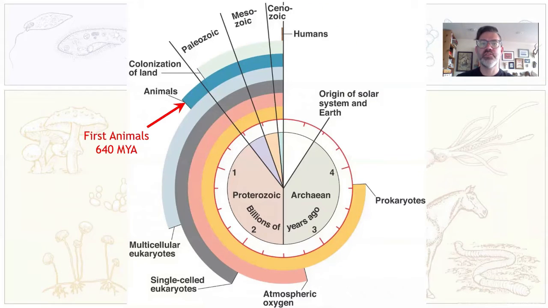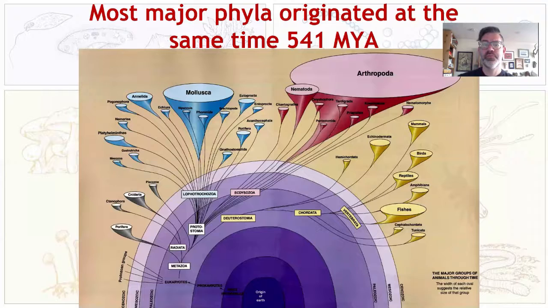It wasn't until 640 million years ago that the first animals formed in the oceans. Plants did not evolve until 470 million years. Our species has only existed for a mere 300,000 years, a blink in time.